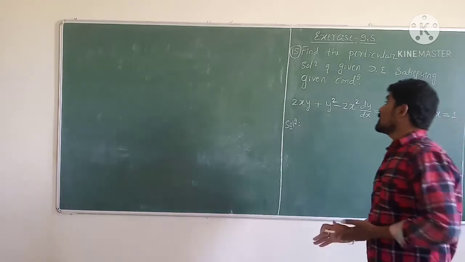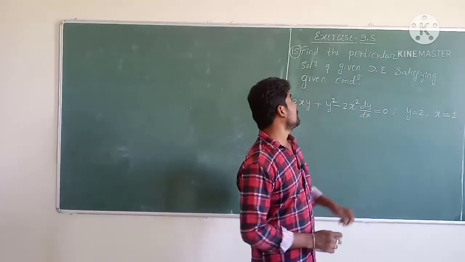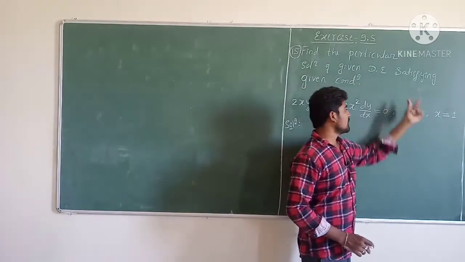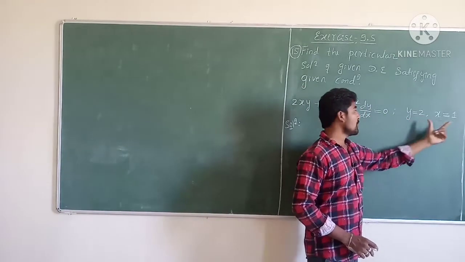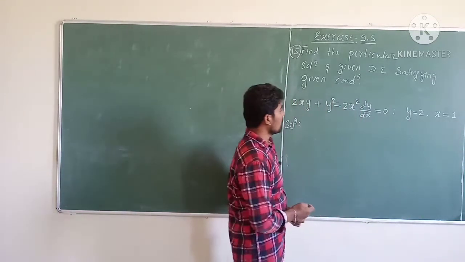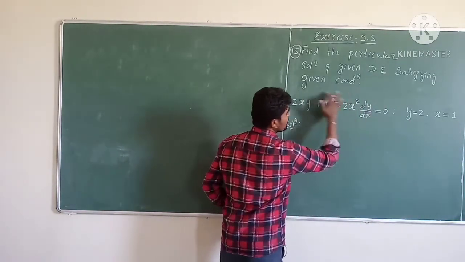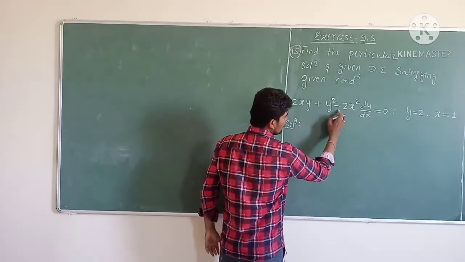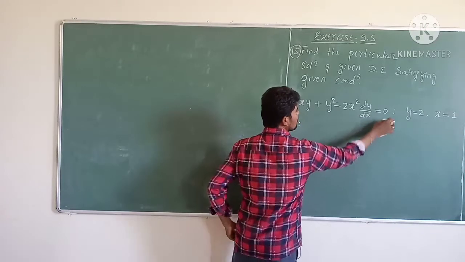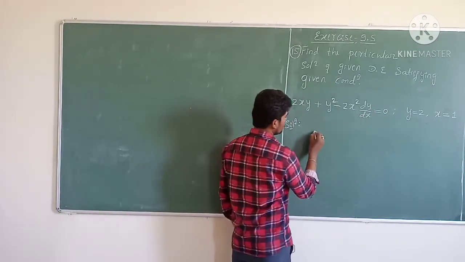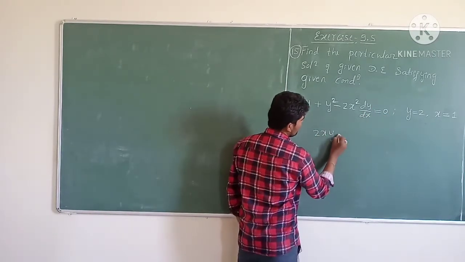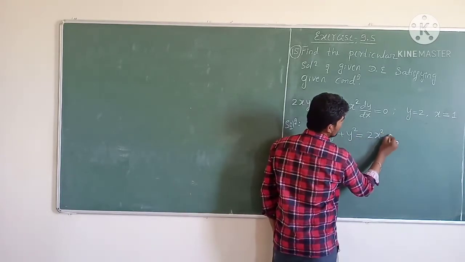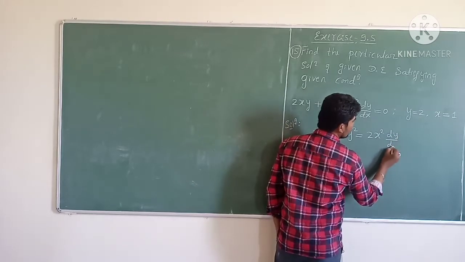So now the question number 15 is: find the particular solution of the given differential equation satisfying the given conditions: y equals 2 when x equals 1. To find the solution of this differential equation, we need to find the value of dy by dx. For that, shift this minus 2x square dy by dx towards the right hand side. We get 2xy plus y square is equal to 2x square into dy divided by dx.